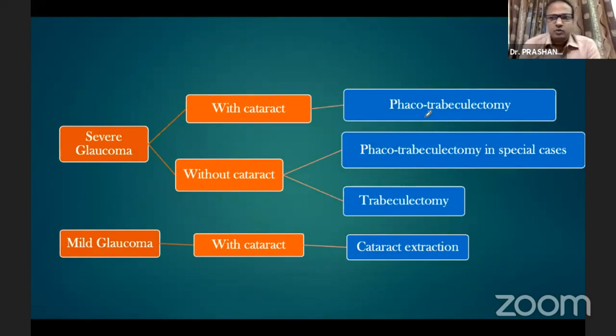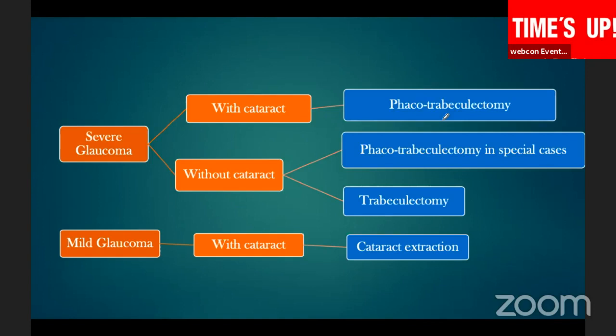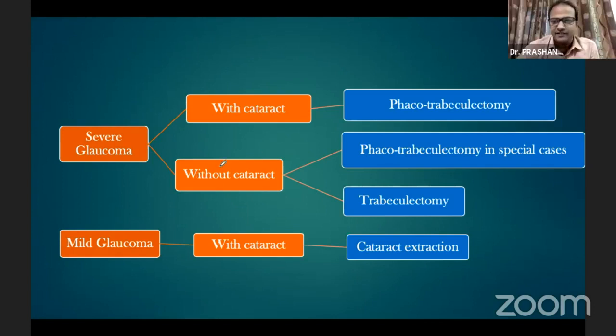So the actual flow chart should be, in case of mild glaucoma with cataract, we should go ahead and do a cataract surgery. If the patient has severe glaucoma with cataract, a combined procedure should be done. And if the patient doesn't have cataract, we should do a trabeculectomy only.